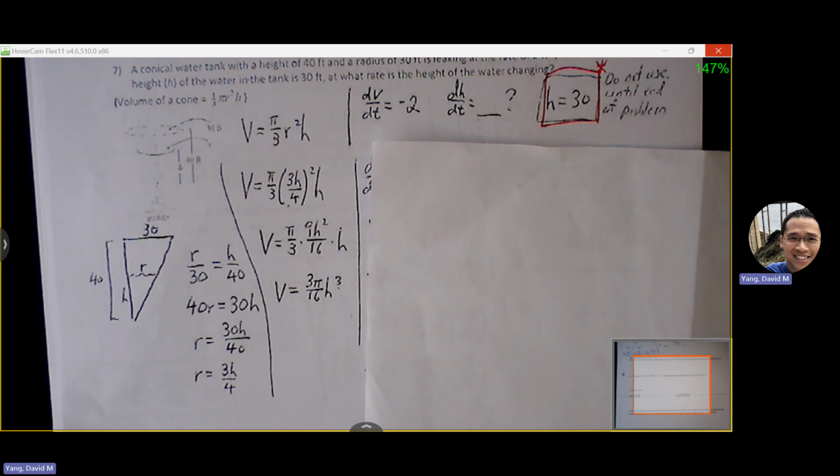Okay, so now we can find the derivative. Again, if you start plugging 30 into H, it's too soon, right? You only want to use this moving value after the derivative.